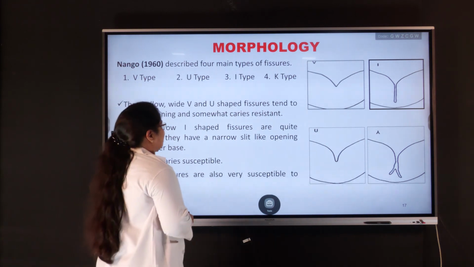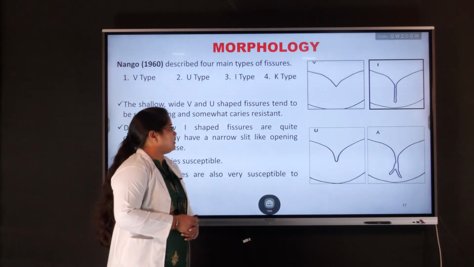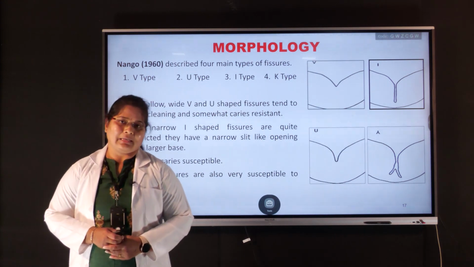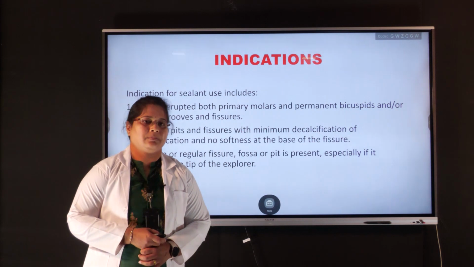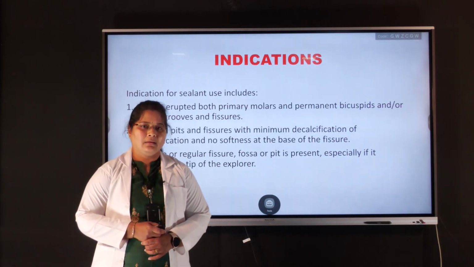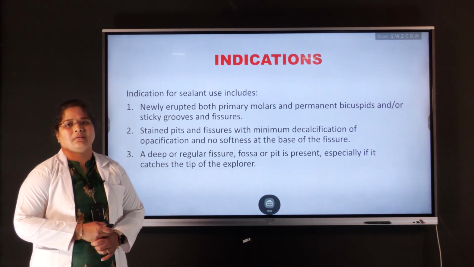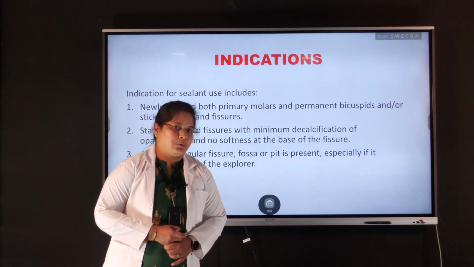Percentage of V-shaped fissures is 34%. Y-shaped fissures percentage is approximately 13%. Indications of pit and fissure sealants. First one is the newly erupted primary molars, newly erupted permanent bicuspids and molars, and sticky grooves.